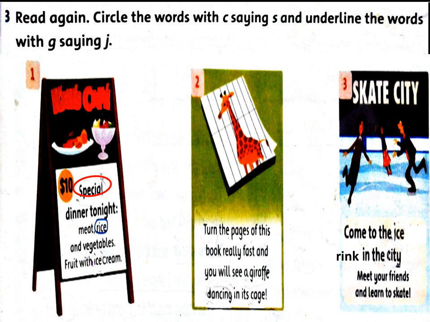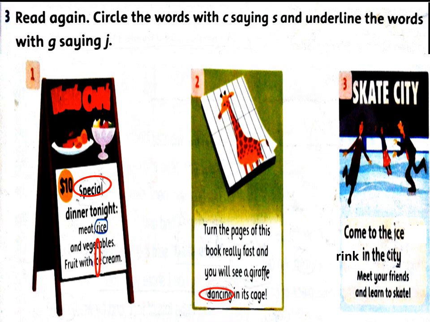Rice is already done, so you can find another one. Your answer is ice. Good. Now look at paragraph number 2. Let's read it together. Turn the pages of this book really fast and you will see a giraffe dancing in its cage. Now tell me which word spells C but that's in paragraph number 2. Your answer is dancing. Good.